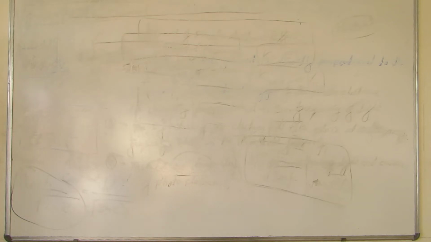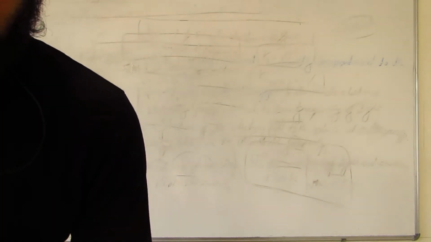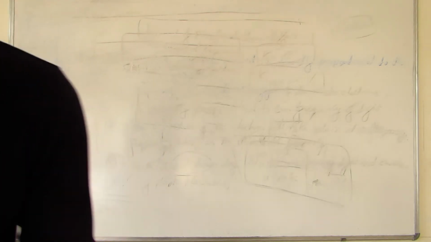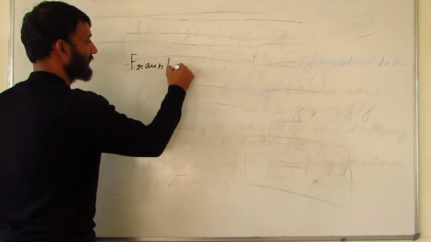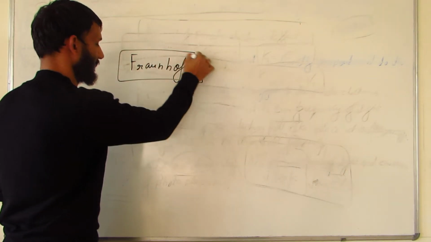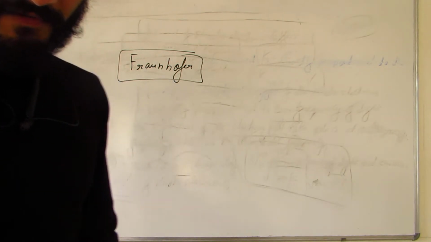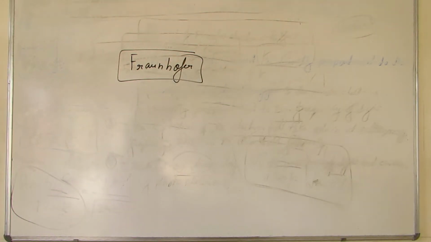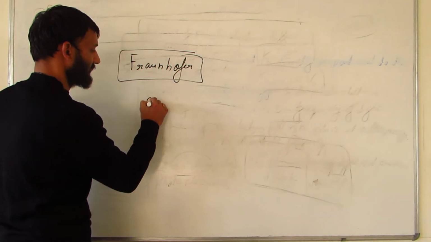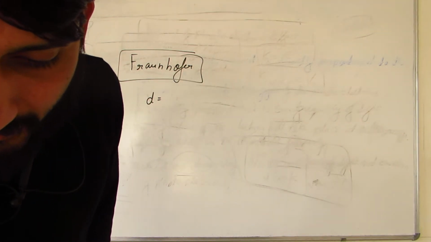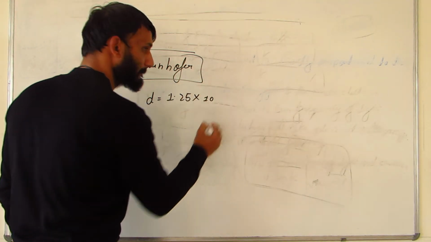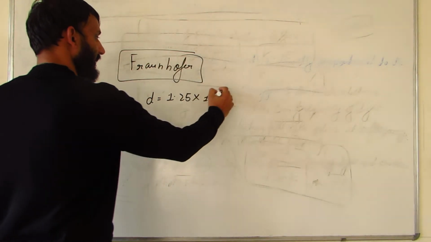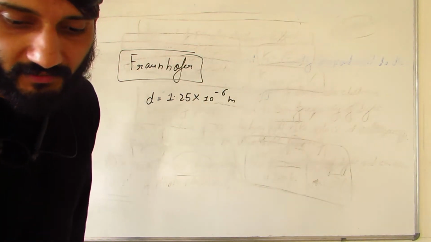Now let us do some numericals, and the first one I'll tell you. For diffraction they call it Fraunhofer diffraction. So whenever you hear this word somewhere, you should know that we are talking about diffraction. Fraunhofer diffraction from a single slit of width, which we have taken already as d. It is given as 1.25 into 10 to the power minus 6 meter. This is the width of the slit.